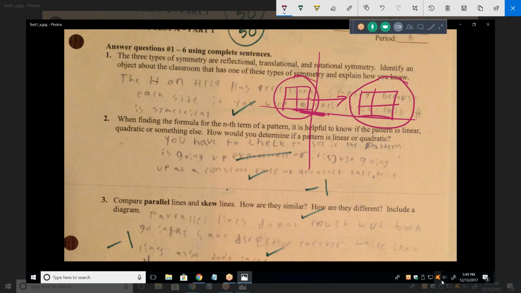I think, if I can remember correctly, he had said translational symmetry is like, in the checkerboard, taking one part of the checkerboard and being able to replace it with any one of the other parts of that same checkerboard.